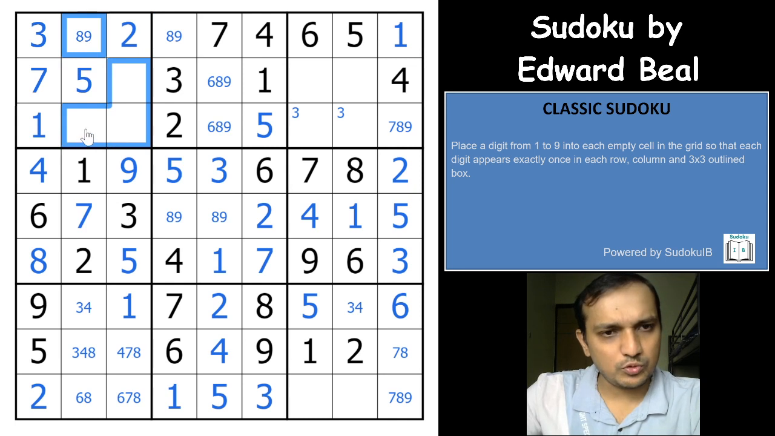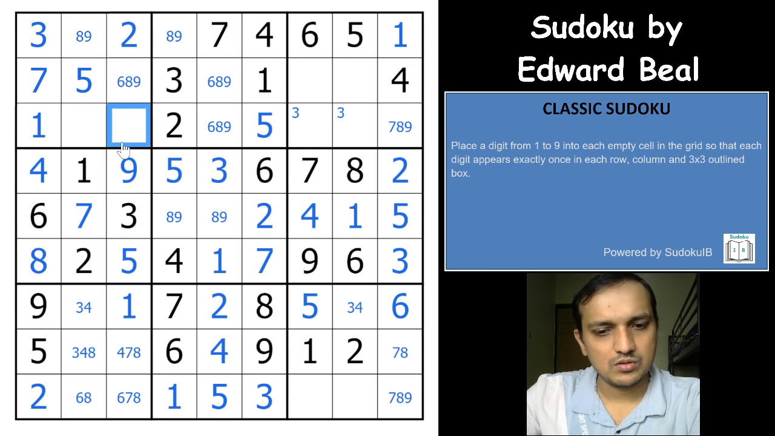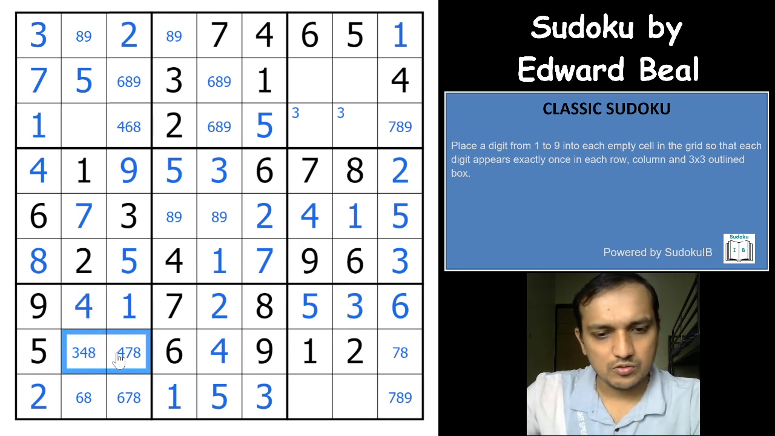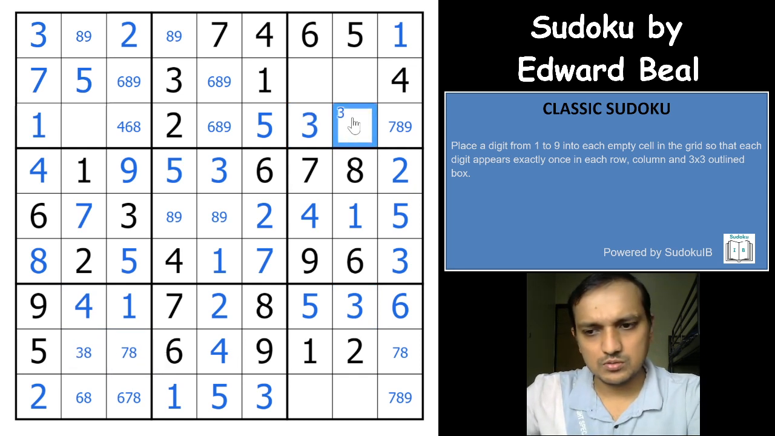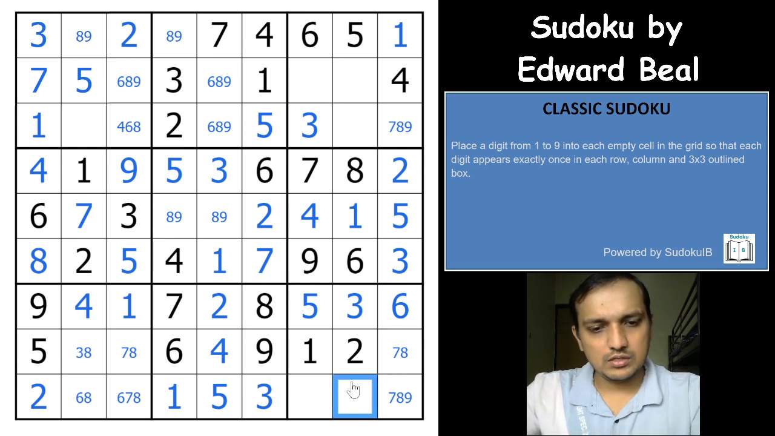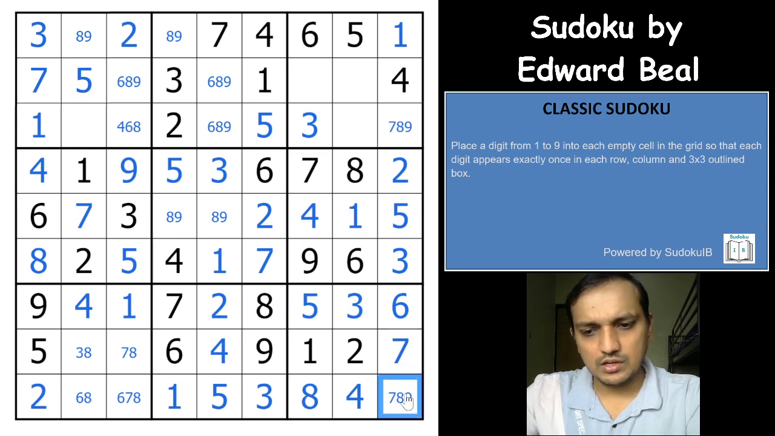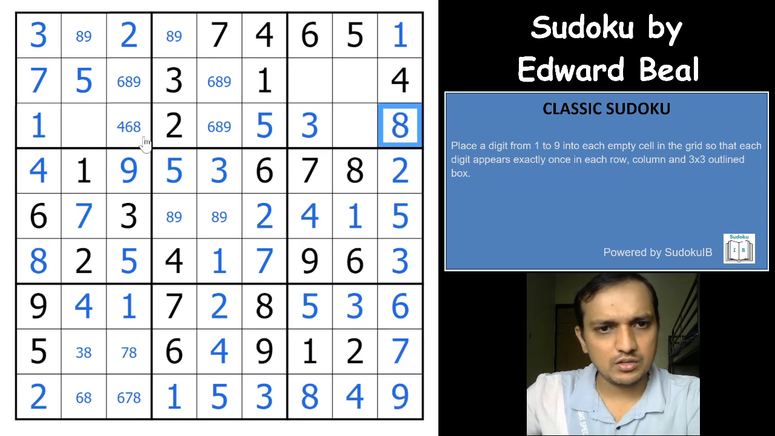8 9 4 and 4 6 8 and 9. Oh, this has to be a 3 here. Only place for 3 in box 9. That gives you a 4 here. 4 gets eliminated from these 2 cells. That gives you a 3 here. And this is to be 4 9 7. So this is 8 7 and a 9. 7 9 gives you 8 here.